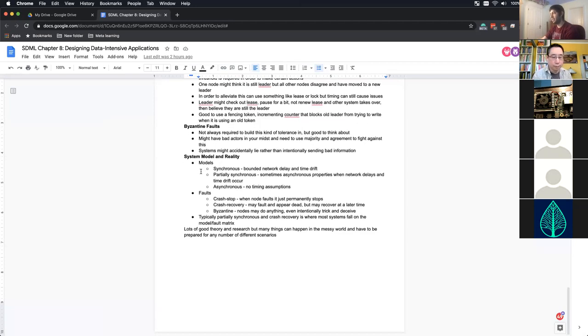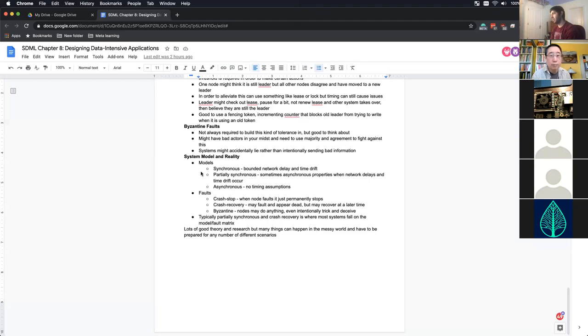And then in one of the last sections, they started kind of reviewing the different models and the different faults. So we talked about the synchronous system. So that's that kind of closed circuit. We know what the network delay is roughly going to be. We know what the time drift is roughly going to be. We expect it to be very low, but it's pretty inflexible.